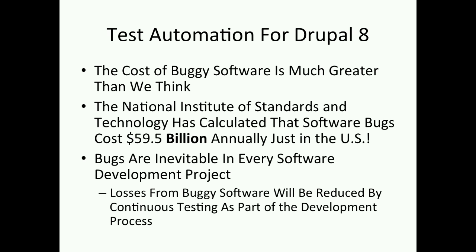Thing is, as I said, bugs are inevitable. You can't get rid of all the bugs, but you can reduce as much as possible. You can make sure your critical features are operating as expected, but you just have to reduce the problem. I say losses from buggy software will be reduced by continuous testing as part of the development process. I've been talking with people around here, and a lot of people have never heard of the idea of continuous testing. People have heard of continuous integration, continuous development, but there is continuous testing. And we'll talk about that.